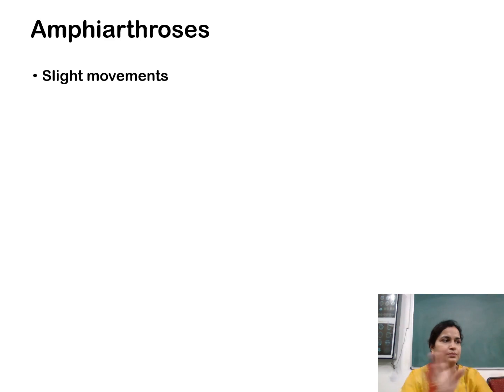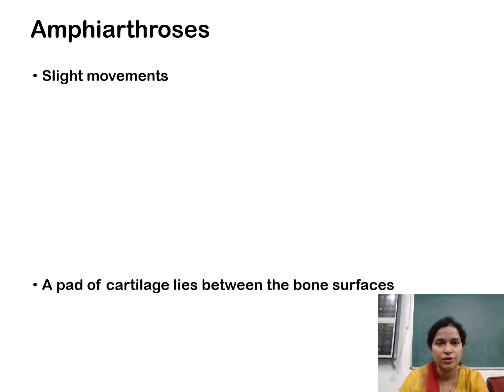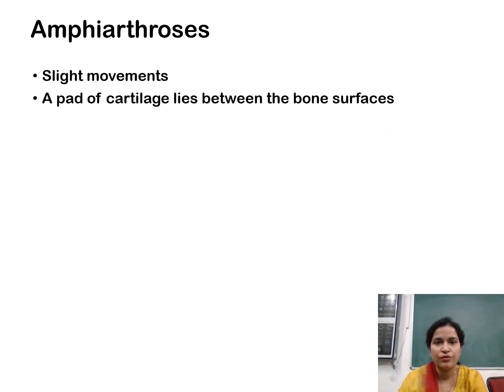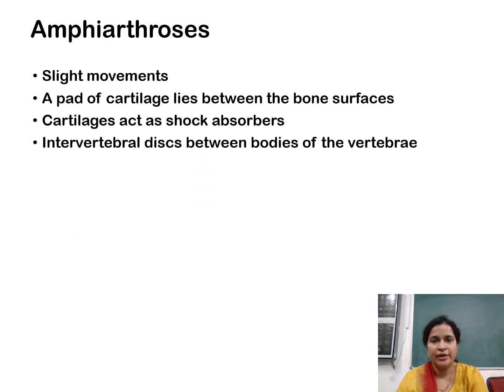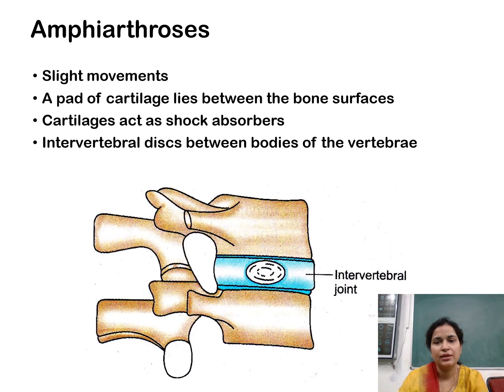Then slight movement is possible in case of amphiarthrosis type of joints. A pad of cartilage lies between the bones, and the cartilage acts as a shock absorber. Example: intervertebral discs between the bodies of the vertebrae. According to the degree of mobility, they are called slightly movable joints.